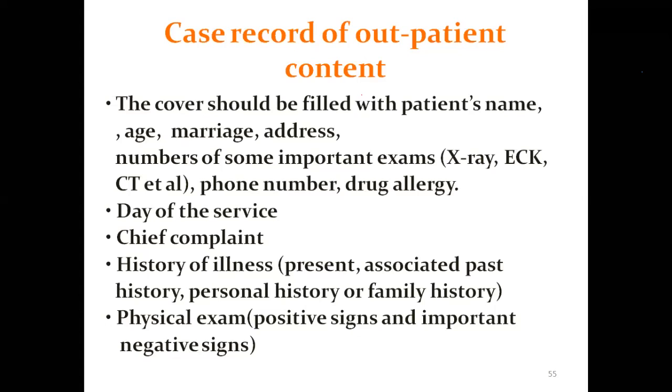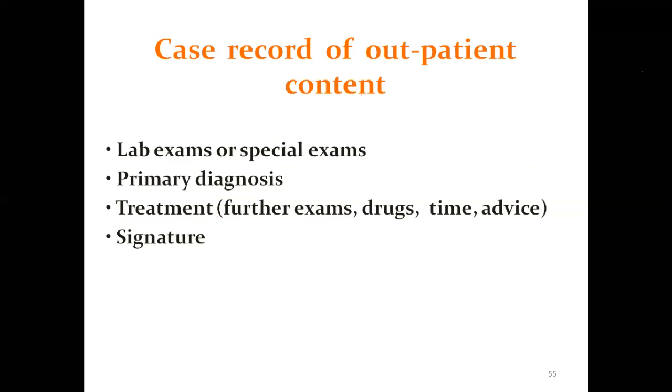What examination have we done? First, the patient name is very important, address and all these things. And after that, which date you have given, what was the chief complaint, simple present history, and then positive signs, right? So that will be a simple suspected diagnosis. Lab exam, primary diagnosis, and then after that you have to write the further exams, drugs, times and advice, and then signature, and that's it. That's finished for the outpatient.